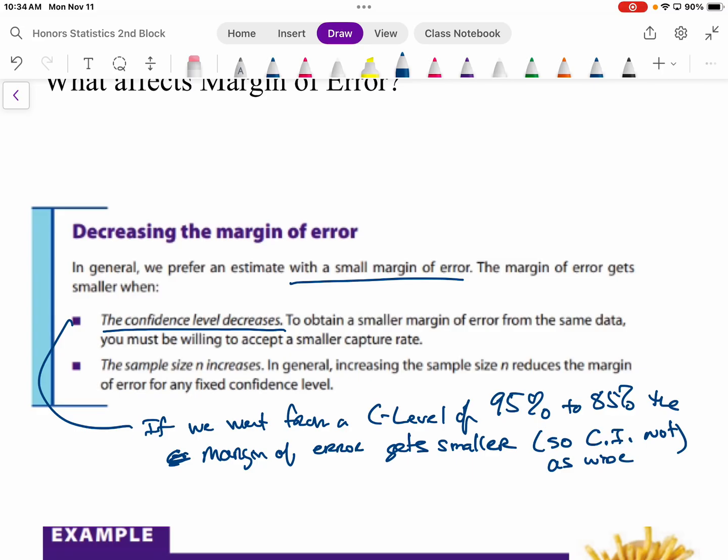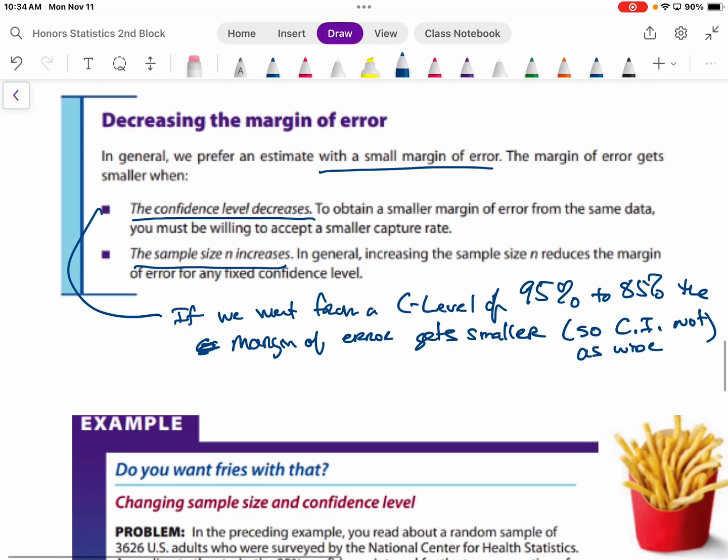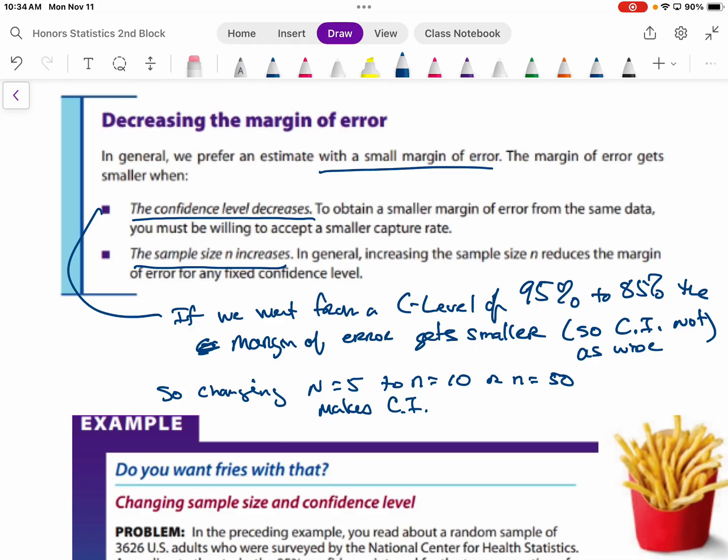The other thing you can do to make your margin of error smaller, or make your confidence interval not as wide, is you could increase the sample size. So changing n equal to 5 to n equal to 10, or n equal to 50, makes the confidence interval narrower, because the margin of error decreases.